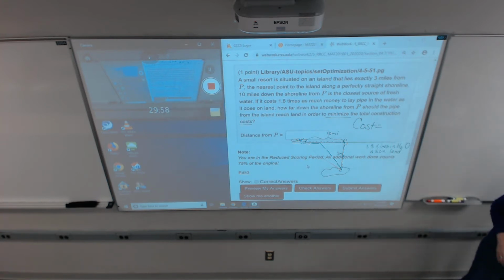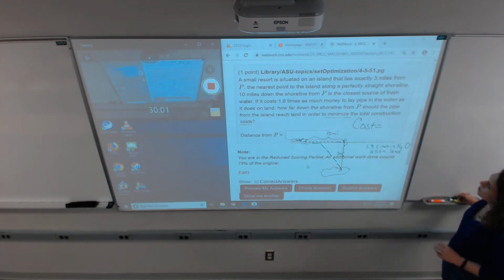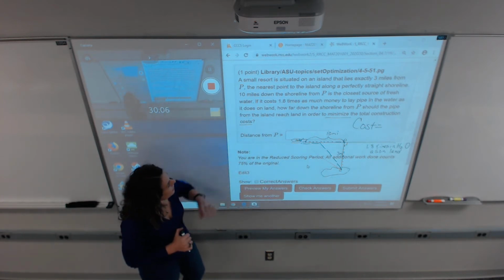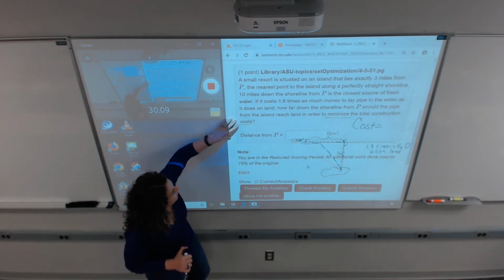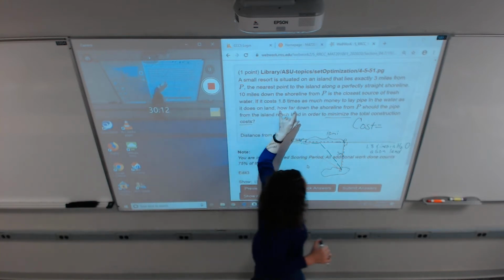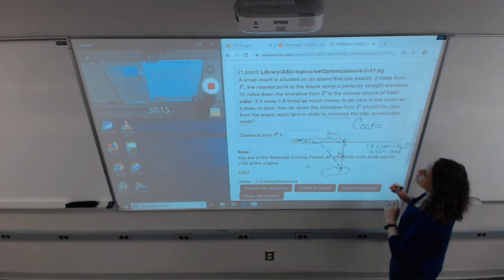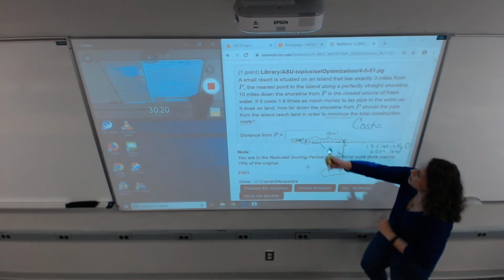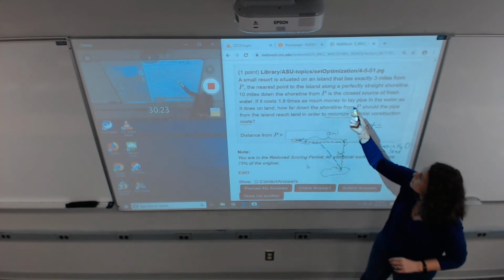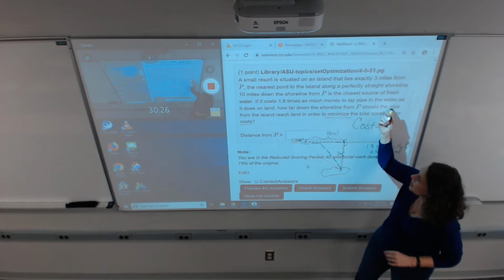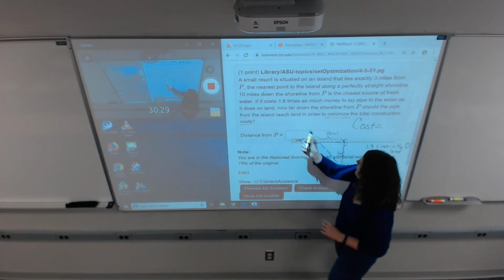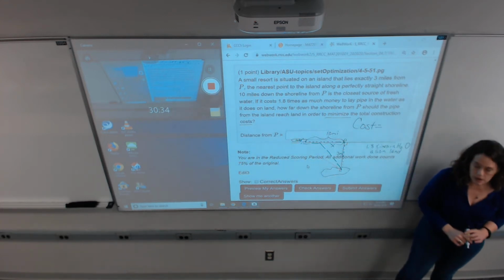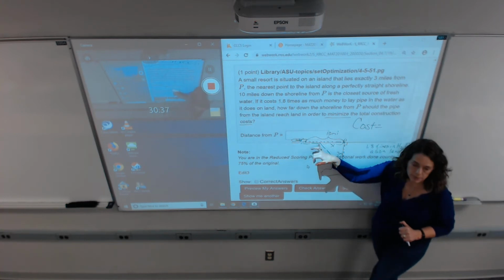So how are we going to figure this problem out? What do we need to do in order to figure it out? I think we've got everything on there we need. What am I looking for though? The one thing I don't have up here yet is what I'm looking for. How far down the shoreline from P should the pipe from the island reach land? They're looking for that. At what point does the pipeline reach land?